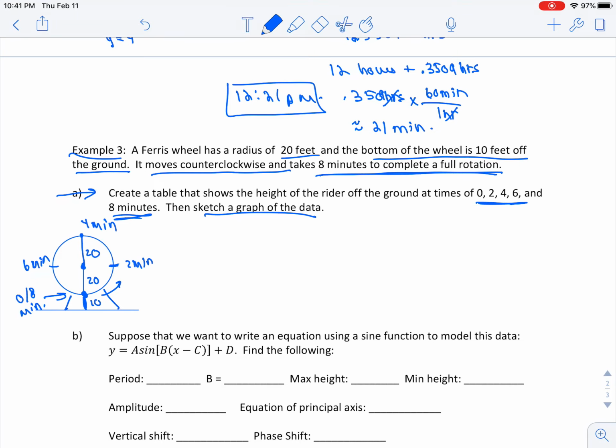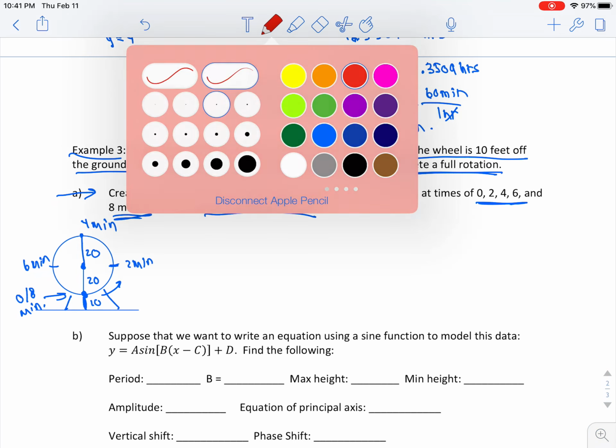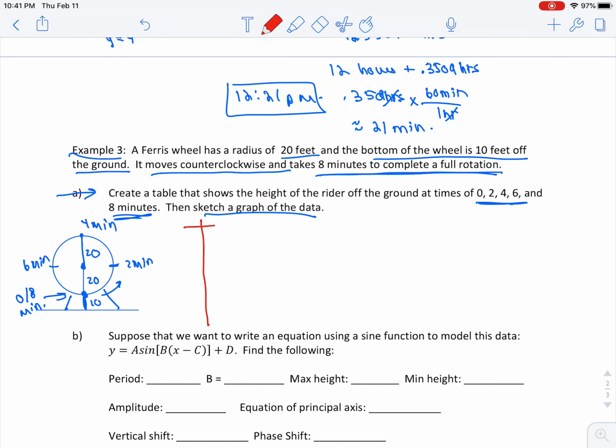All right, so now we want to think about, at each of those places, how high is the rider off the ground? And we're going to make a table about that. So we'll have time here. Let's do T for time, and H for height. Let's define our variables here. T equals time in minutes, and H is the height in feet off the ground. So we're going to do the times 0, 2, 4, 6, and 8. And then the height. At time 0, I'm at the beginning, so my height off the ground is 10 feet because that's what we were told at the beginning.